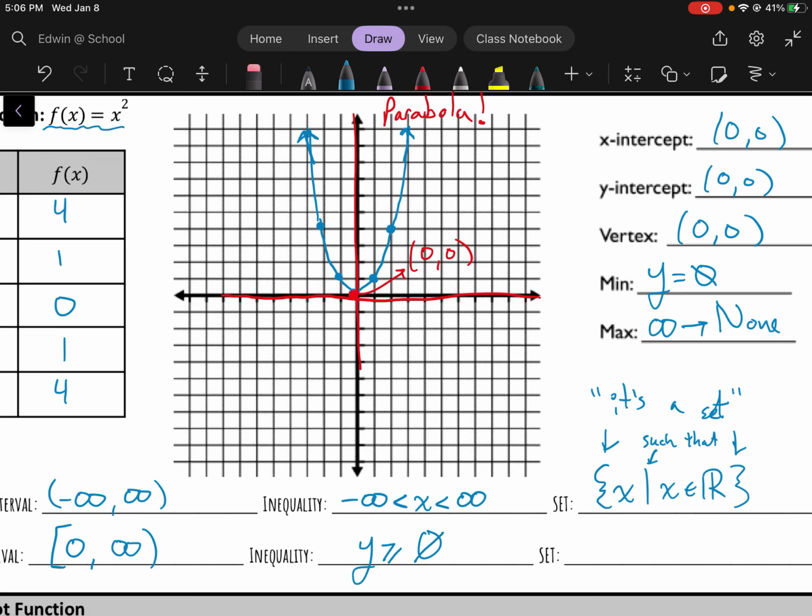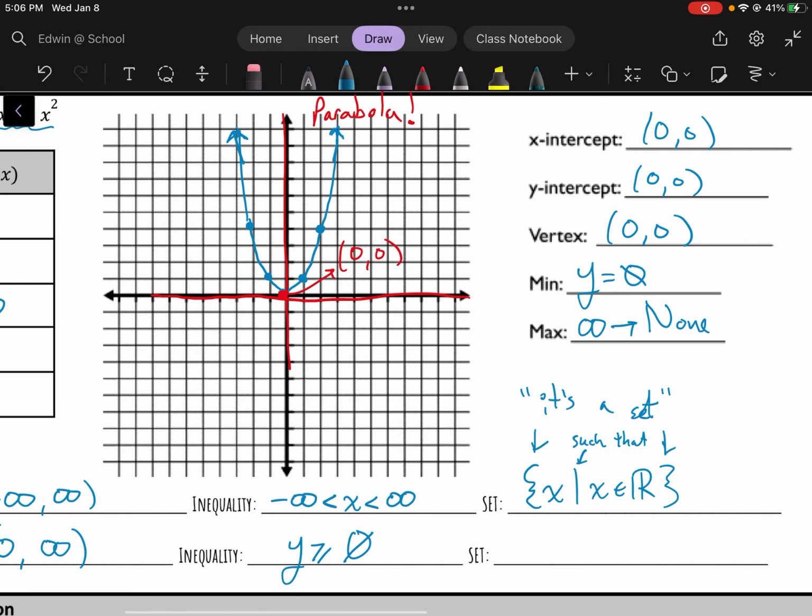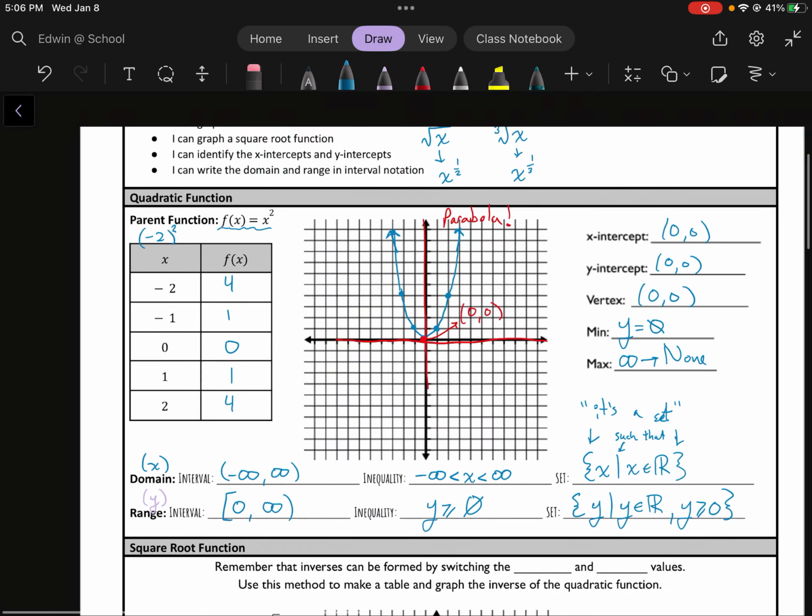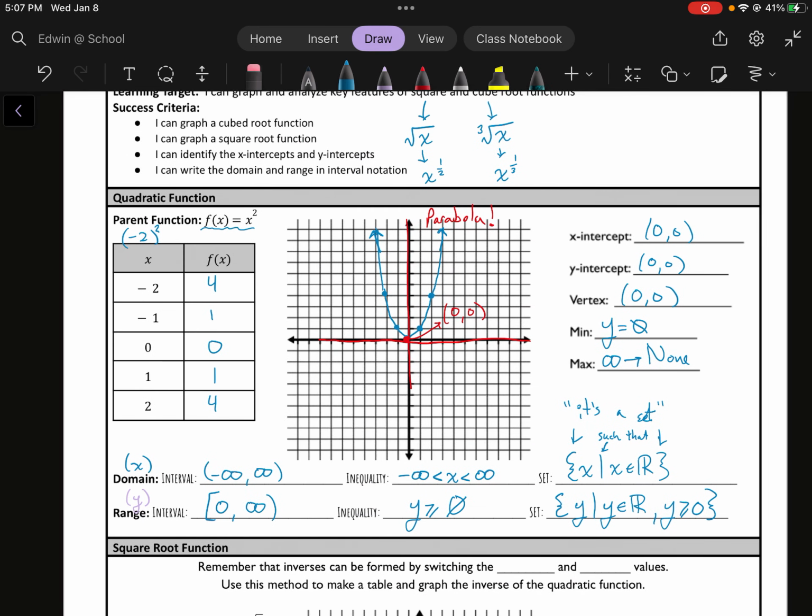Furthermore, we can continue and say that y only has to be equal or bigger than 0 for it to be a part of the range. Very similarly, we say that y is set such that y is a part of our real numbers, and it has to be bigger or equal to 0. Okay, so that looks pretty good.